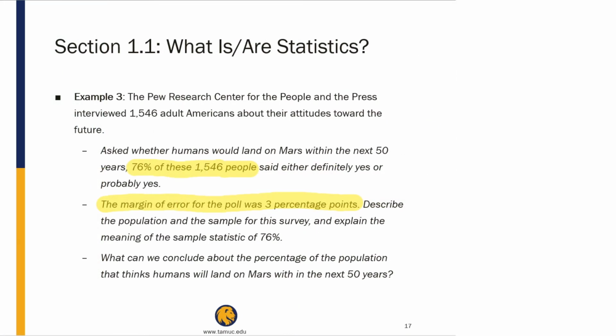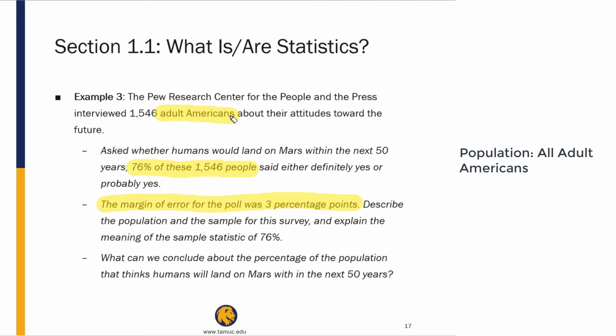So the population that they sampled the 1,546 people from is all adult Americans. So specifically who they're trying to find out more about are adult Americans. So that's our population for the study.